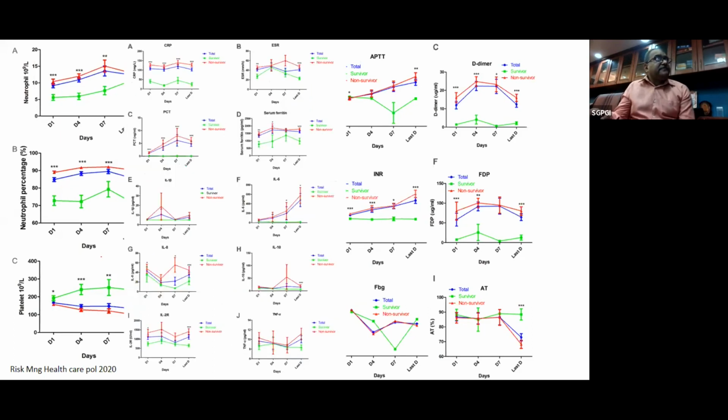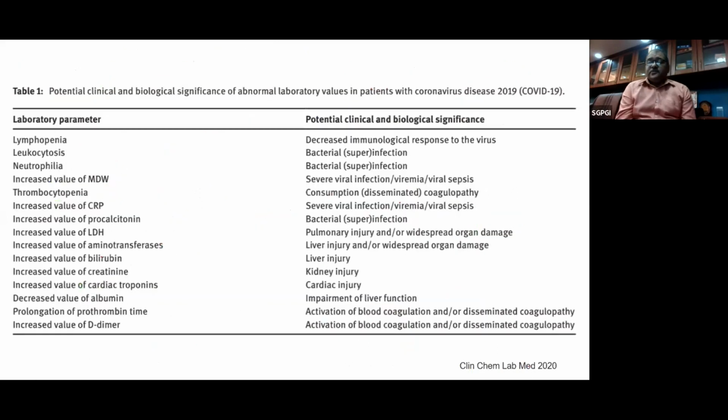And the same is true for the inflammatory markers, that if they are persistently high, then these patients are likely to die. As has been shown here, the CRP and the procalcitonin, IL-1 beta, IL-8, and IL-2 receptors. So this is a table summary of potential laboratory markers and their significance during this pandemic.